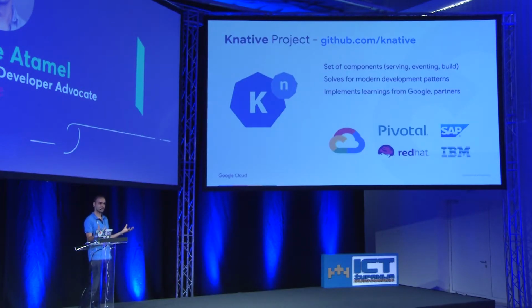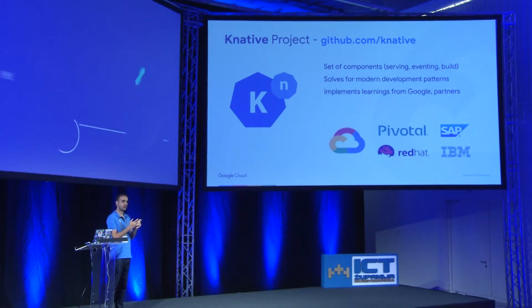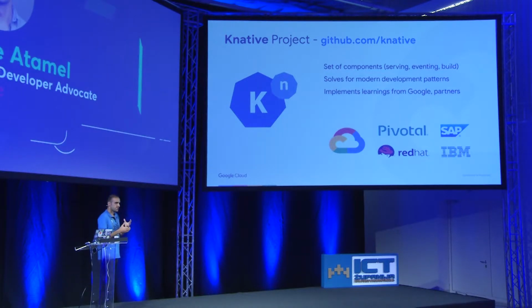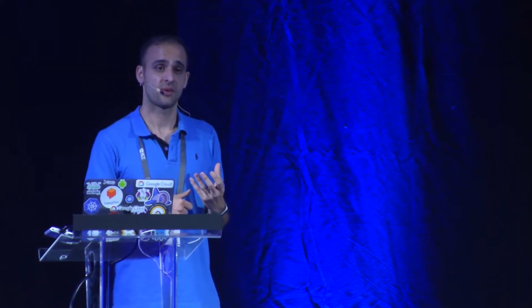Knative tries to bring these two worlds together. It's an open source project on GitHub, and it's a set of components, basically serving, eventing, and build, that we'll go through, that basically gives you the building blocks to do serverless on Kubernetes without having to build them yourself. It came from Google, but now a bunch of companies, Red Hat, IBM, and many others, are contributing to it. So Knative aims to be the serverless framework when you're running on Kubernetes.